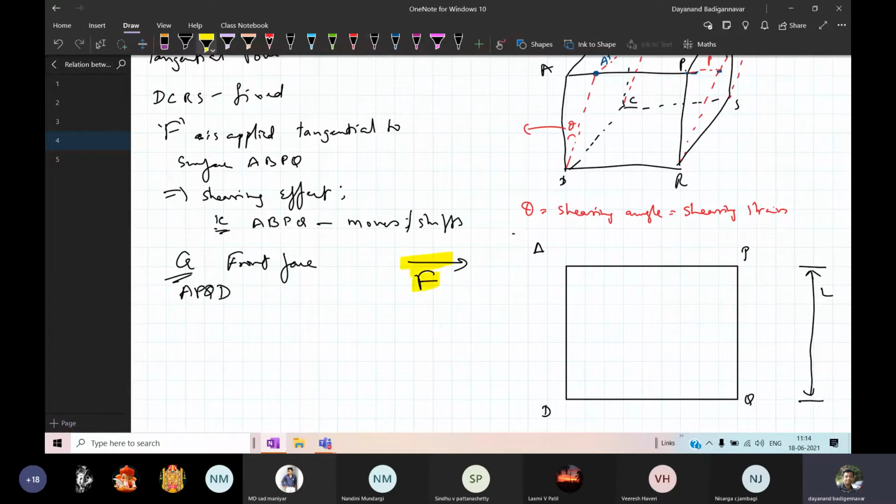What I have done, I have applied a force. Once I apply a force, there is a shift in the position of A. So A will move to A dash, P will move to P dash. So therefore, this is how the strain is produced.